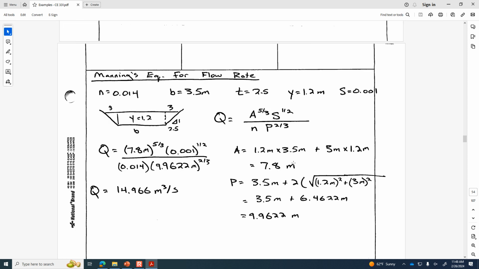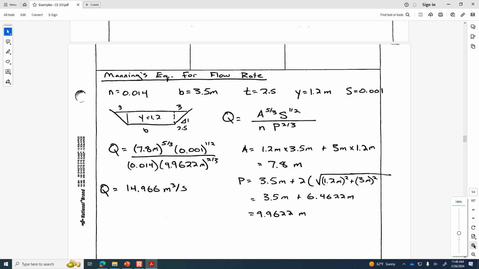Okay, so I think what we're looking for here is a flow rate of about 15 cubic meters per second. I calculated the area and the wetted perimeter the old-fashioned way, but if you use the formulas in table 10.1, did you get the same 9.96 wetted perimeter? Yeah, okay. So area to the 5/3, slope to the 1/2, divided by the n value, and then the wetted perimeter to the 2/3. All that together gives us a flow rate of 14.966 cubic meters per second.